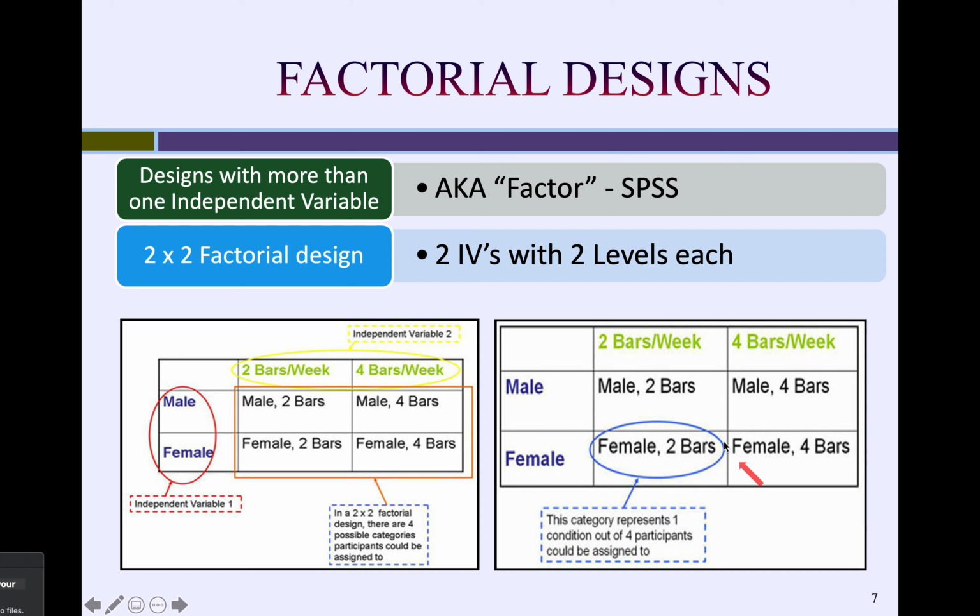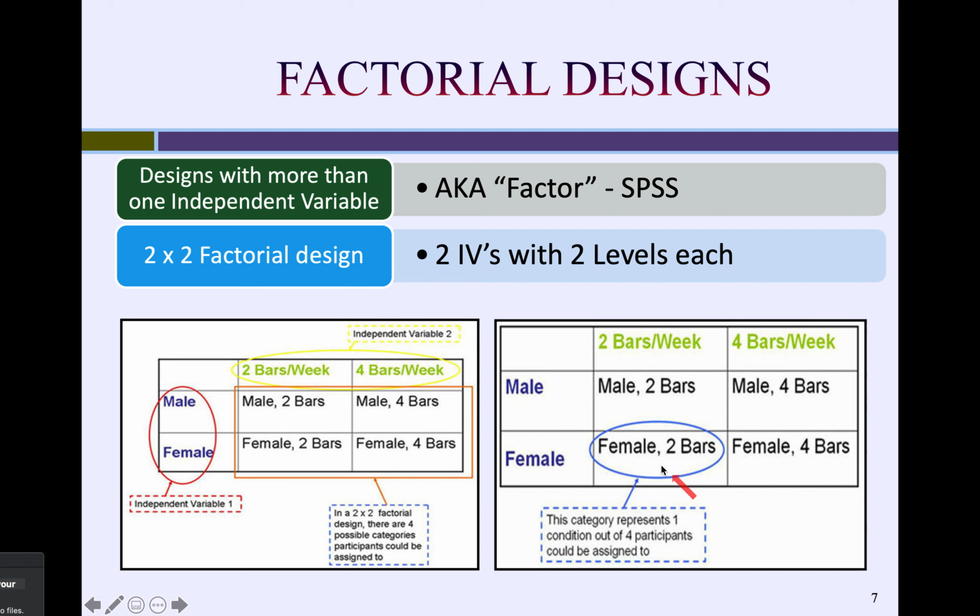Now, when we tease this out a little bit further, this particular category represents one condition out of 4 that participants could be assigned to. So again, you could be assigned to this group, you could be assigned to that group, you could be assigned to male 4 bars, or you could be assigned to female 4 bars.